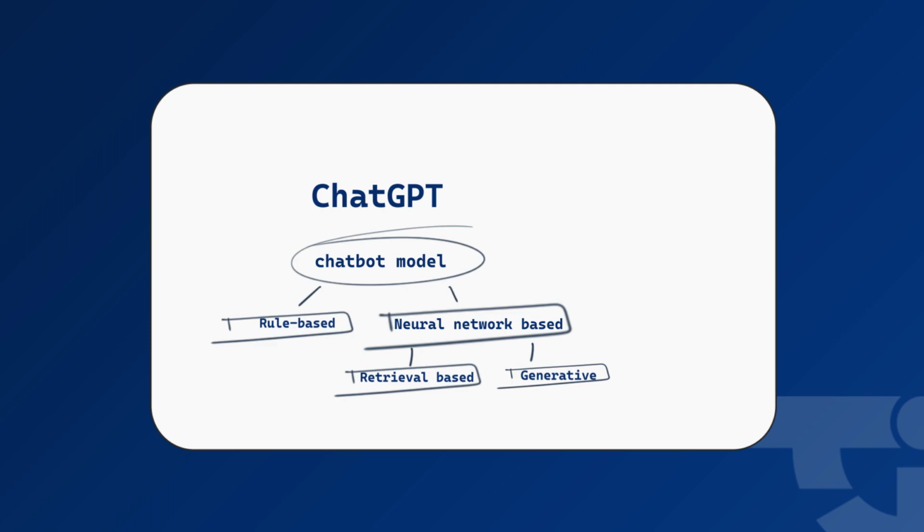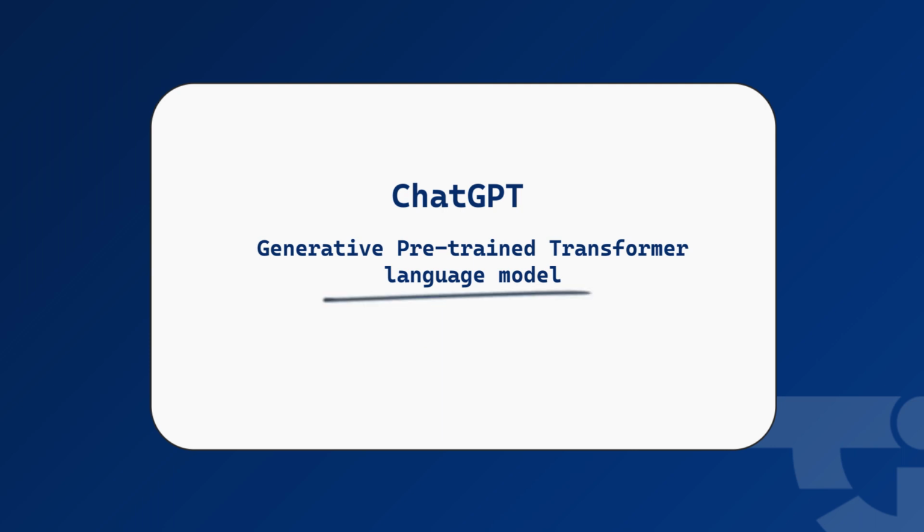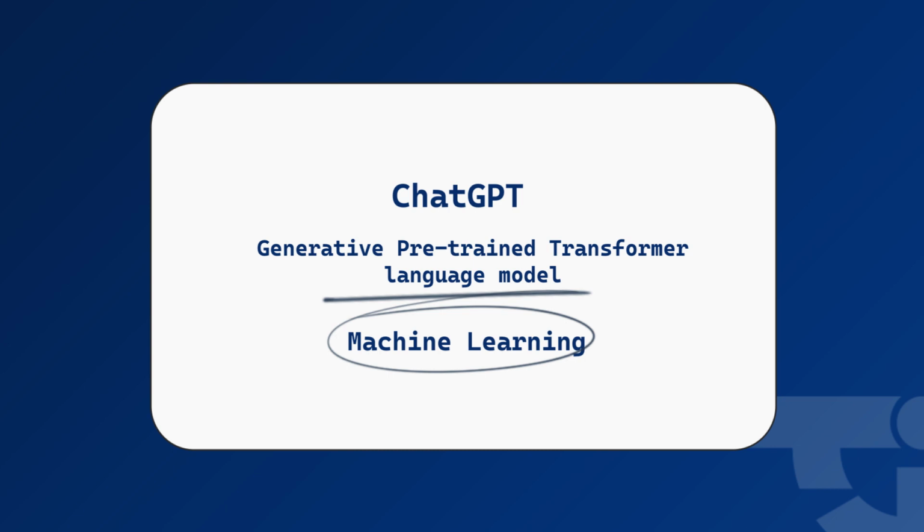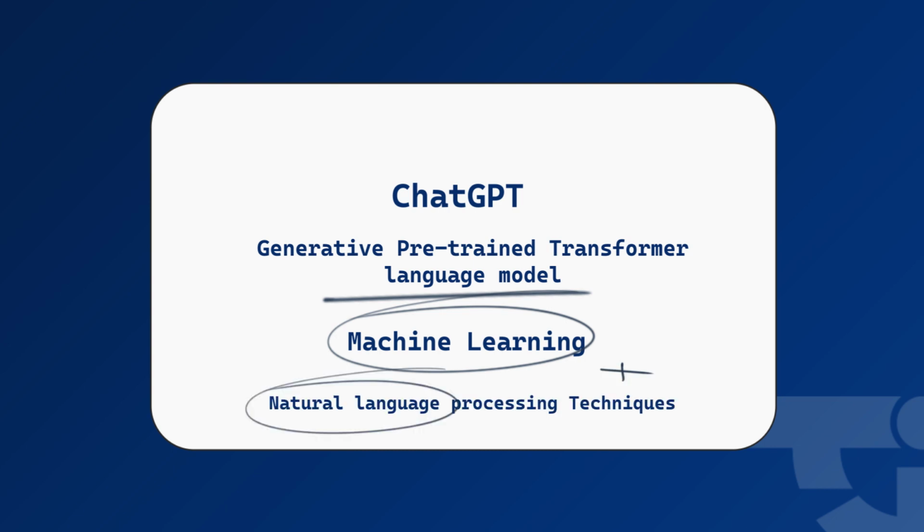ChatGPT is a chatbot model designed by OpenAI that is based on the GPT, which is Generative Pre-trained Transformer language model. It is designed to generate human-like responses to text input in a conversational context. ChatGPT uses a combination of machine learning and natural language processing techniques to generate appropriate responses to user input in a way that resembles human conversation.